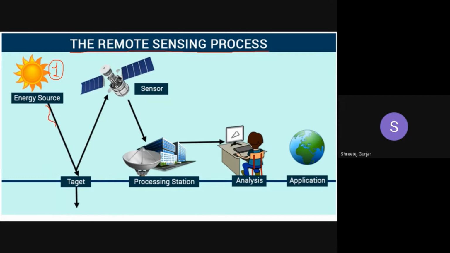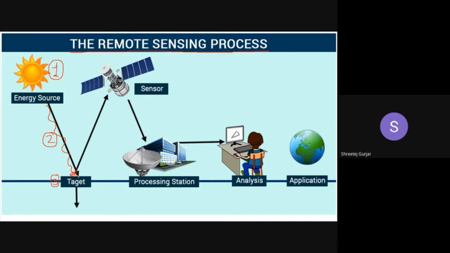Those radiation travel through space and reach the surface of the earth, right? Suppose we are studying any target, any object, surface or ocean. That is considered the target. So this is the second part, wherein the light or energy source is transmitted, and then it reaches the target. This is the third point, reaching the target.